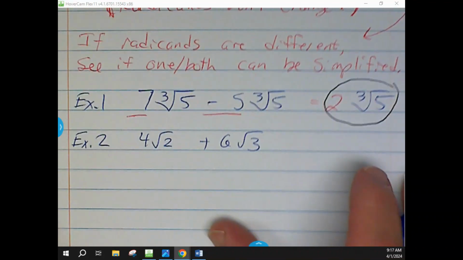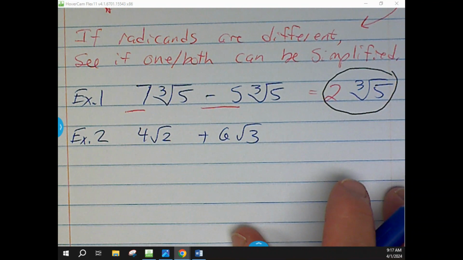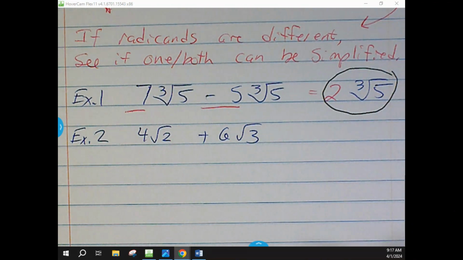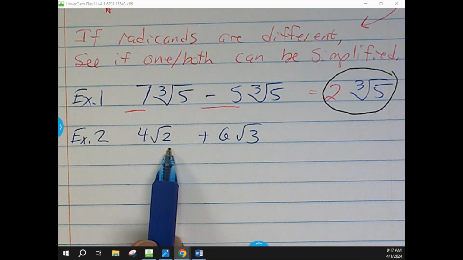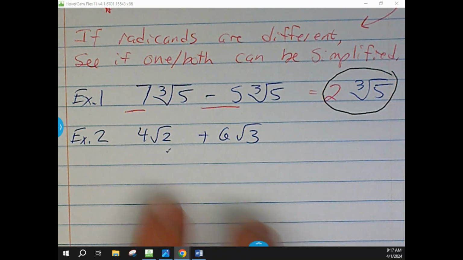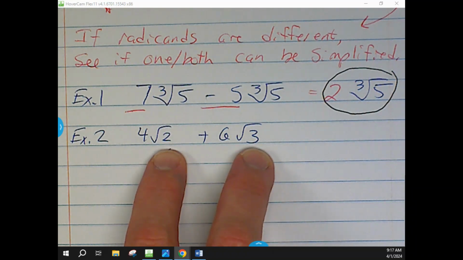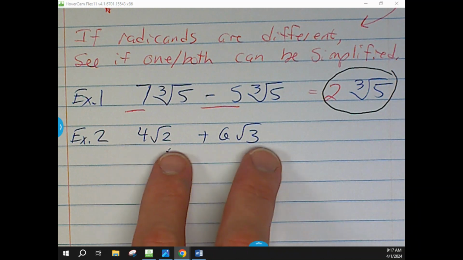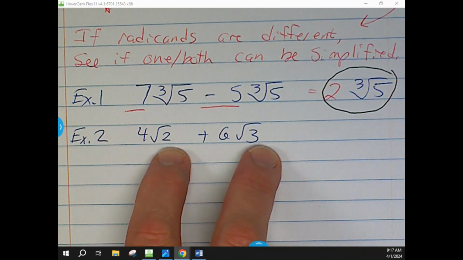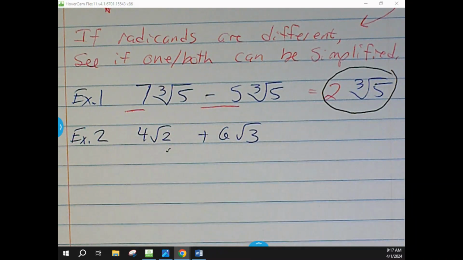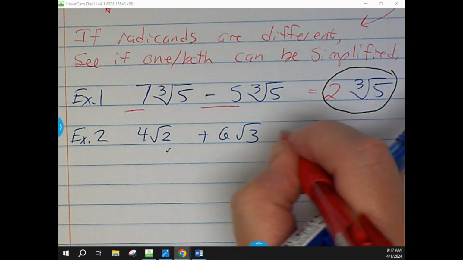For this one, let's say we're going to do 4 square root of 2 plus 6 square root of 3. Can you simplify square root of 2? As far as you can go, right? Because the radicands are different. We've got 2 and we've got 3 for the radicands. The indexes are good because they're both square root. But as far as what's on the inside, we cannot break square root of 2 or square root of 3 down. So if they ask you to simplify this one, your answer would be that it's already simplified.